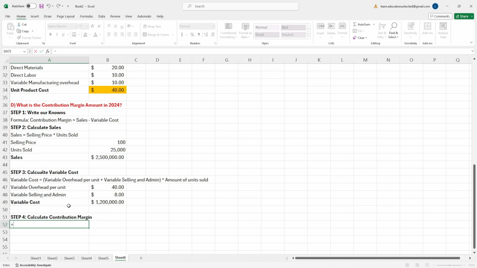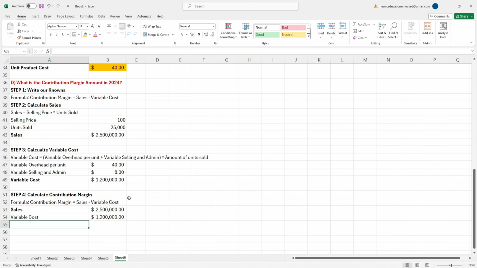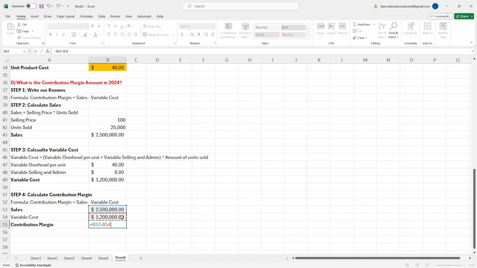Now step 4, we can calculate our contribution margin. I'll just recopy the formula: sales minus variable cost. Sales is equal to 2.5 million. Variable cost is equal to 1.2 million. And so our contribution margin is equal to 2.5 minus 1.2. So this would be our answer, 1.3 million.